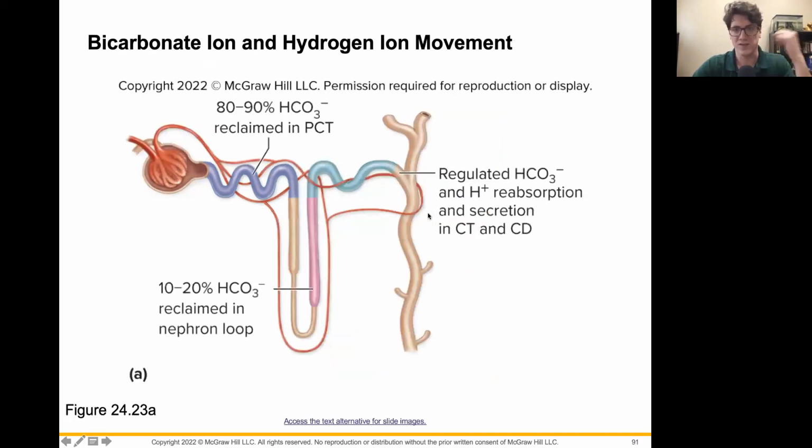We can also regulate pH, of course, using bicarbonate ion and hydrogen ions. So most of this is going to be happening in the proximal convoluted tubule, but then we can start to regulate everything over here in the collecting ducts and the collecting tubules. So this is also how we might regulate, say, the pH of our urine, while also regulating the pH of our blood.